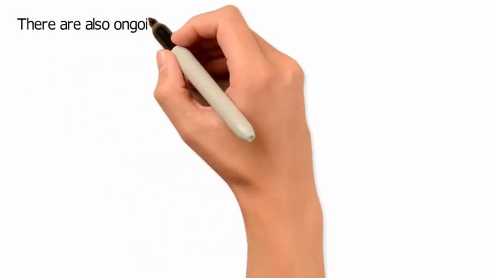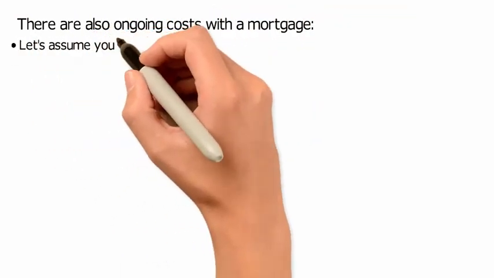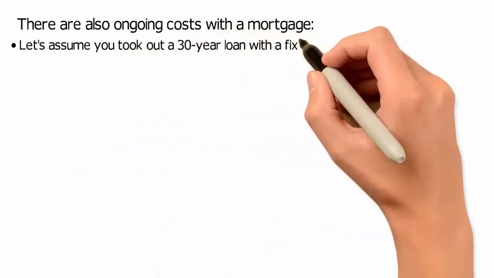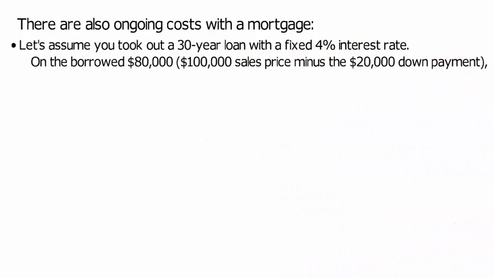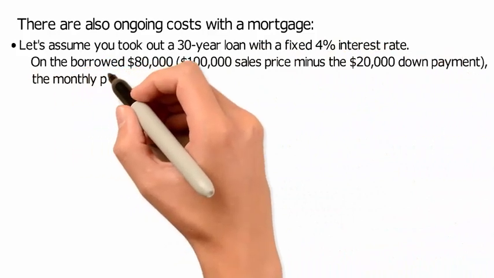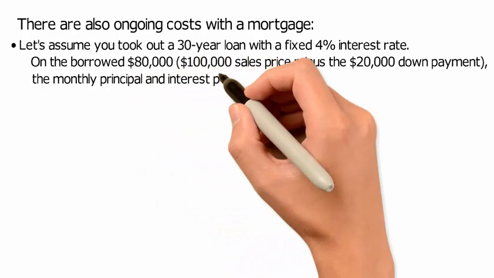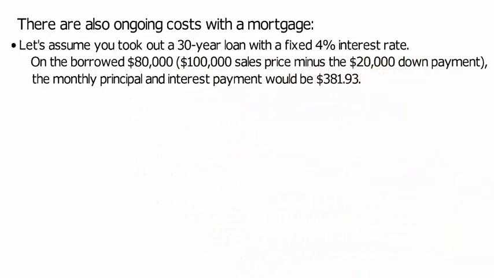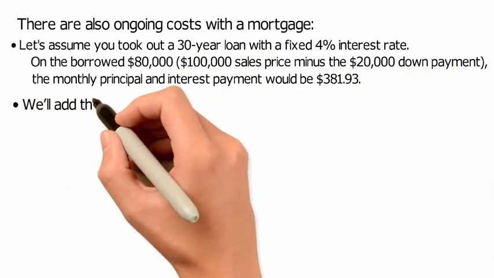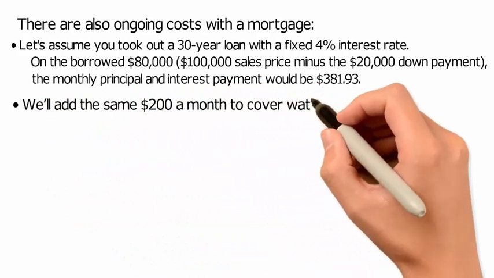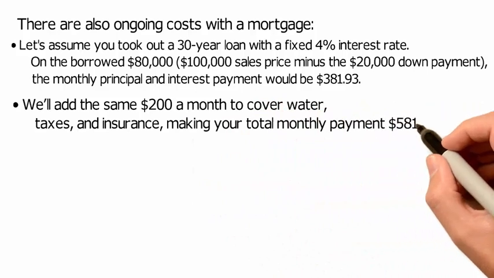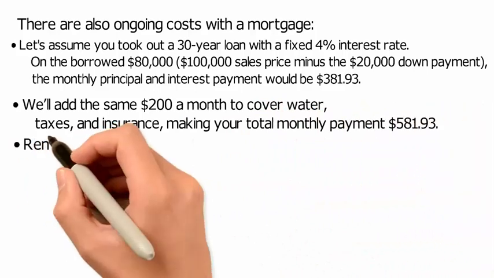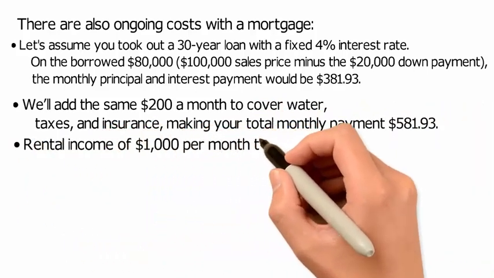There are also ongoing costs with the mortgage. Let's assume you took out a 30-year loan with a fixed 4% interest rate. On the borrowed $80,000, $100,000 sales price minus the $20,000 down payment, the monthly principal and interest payment would be $381.93. We'll add the same $200 a month to cover water, taxes, and insurance, making your total monthly payment $581.93. Rental income of $1,000 per month totals $12,000 for the year.